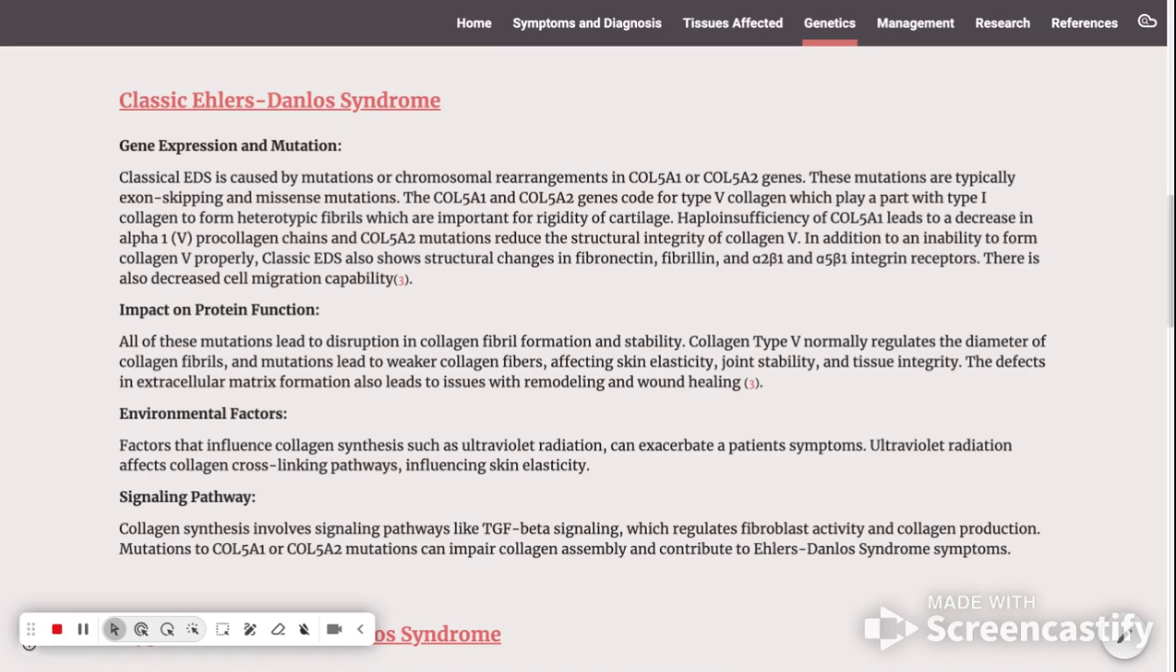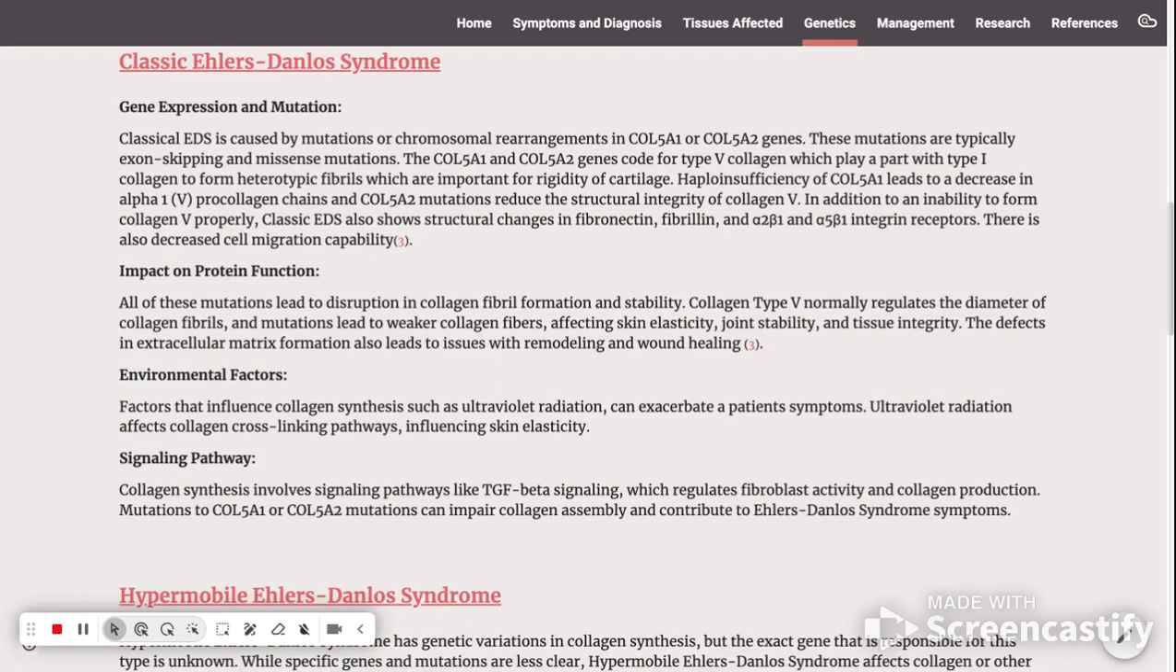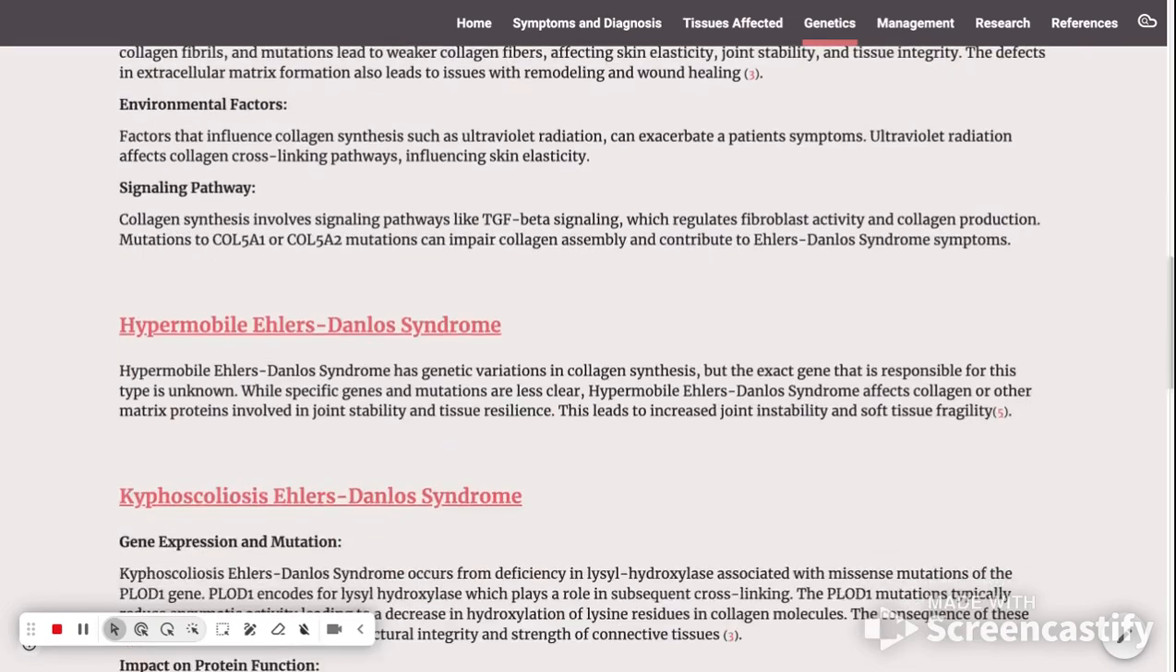And as far as environmental factors, Ehlers-Danlos syndrome is genetic. It's autosomal dominant. However, there are environmental factors that can exacerbate these symptoms. And for classical, this includes ultraviolet radiation because it causes issues in the cross-linking pathways.